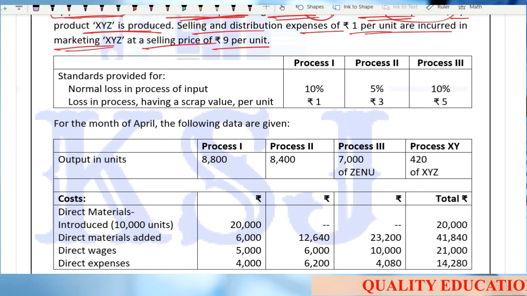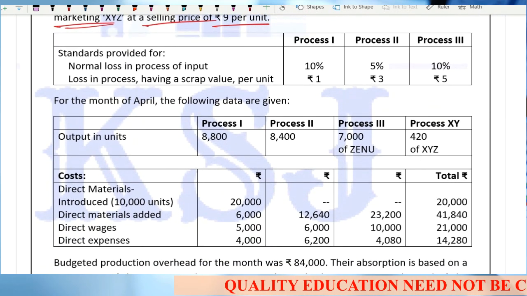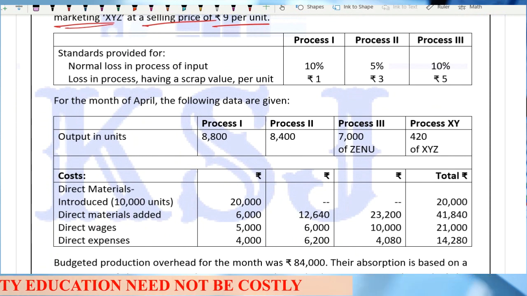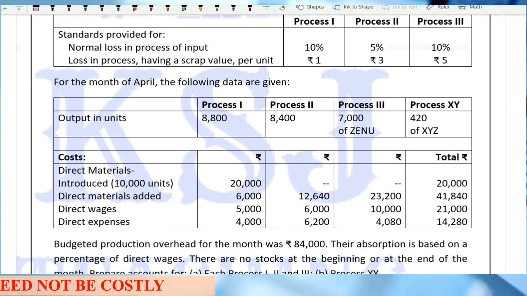Now it says the standards provided for process 1 to 3. Normal loss in the process of input is 10%, 5% and 10%, and the loss in the process has a scrap value per unit. The scrap value is given, right? 1, 3 and 5.